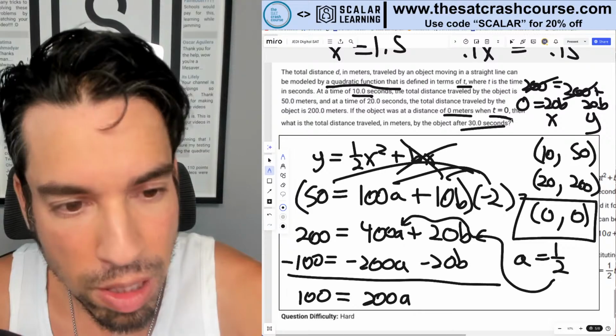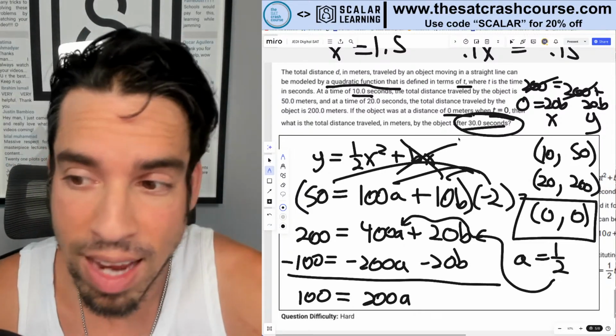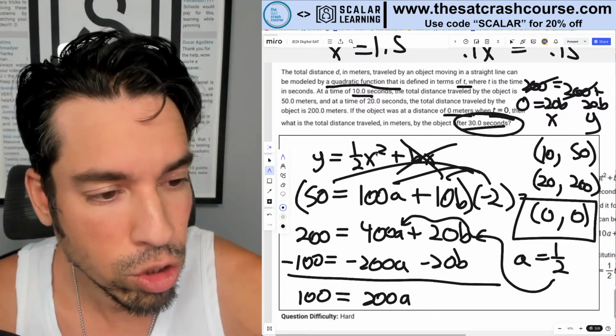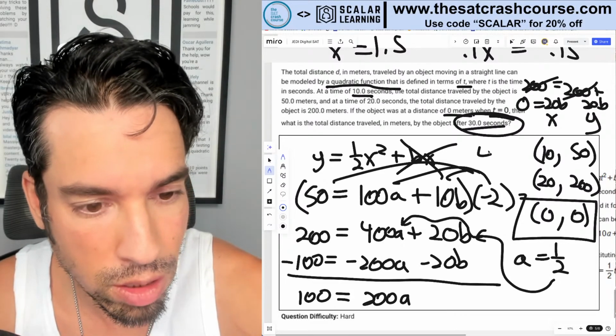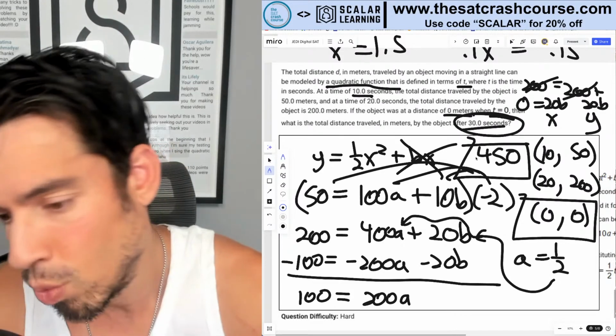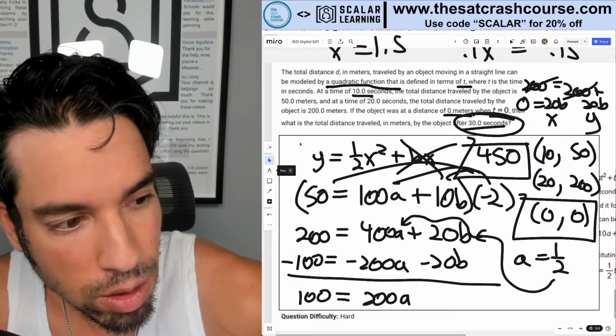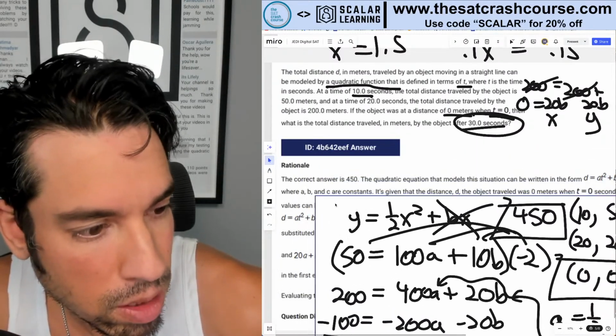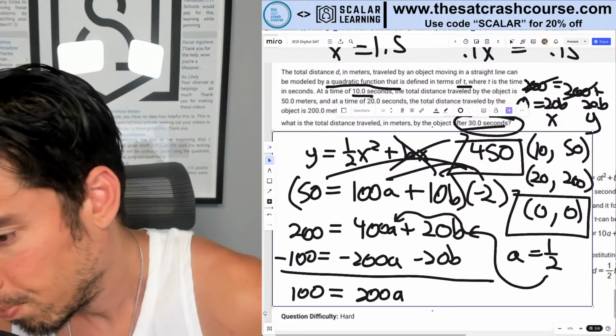Now, we need to plug in 30 for, they said t, but we called it x. Plug in 30 for x. 30 squared is 900. Half of 900 is 450. 450 is the winner. All right, guys, I went through that a little fast. Let me know if that made sense, and that is indeed the right answer, 450.